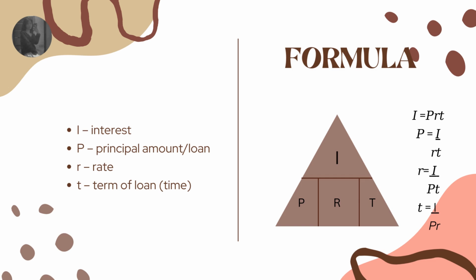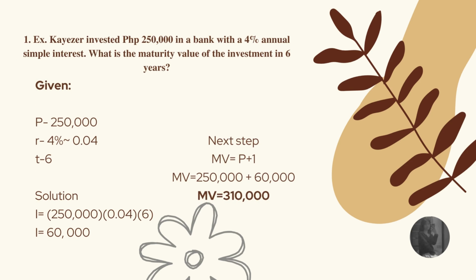Another term used is the IPRT. I stands for interest, P stands for principal amount or loan, R stands for rate, T stands for term of loan or time. The one on the right side is the formula that you can use as a guide in solving the problems. So here's the first example.